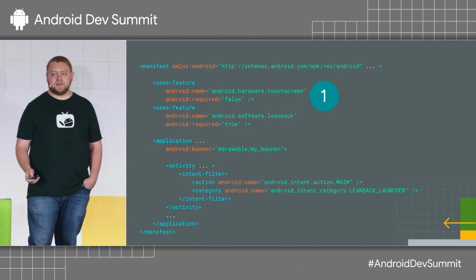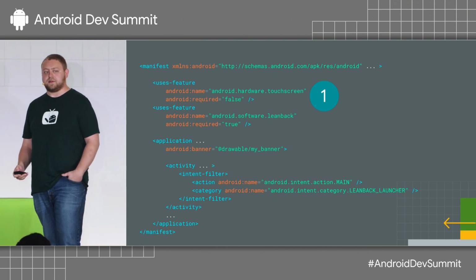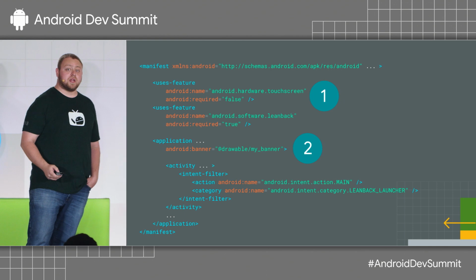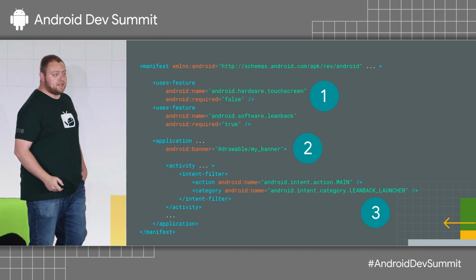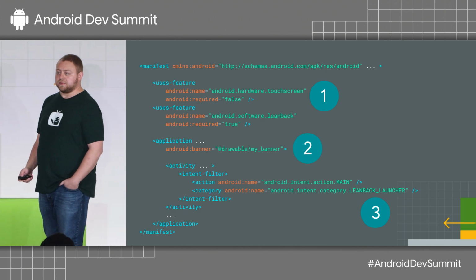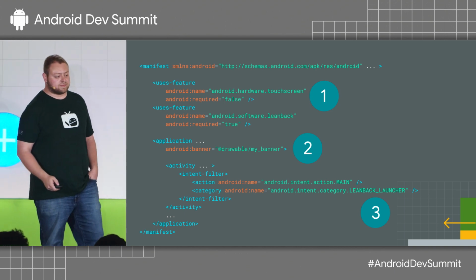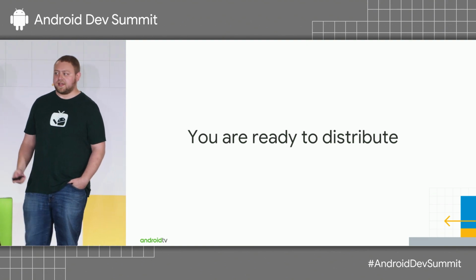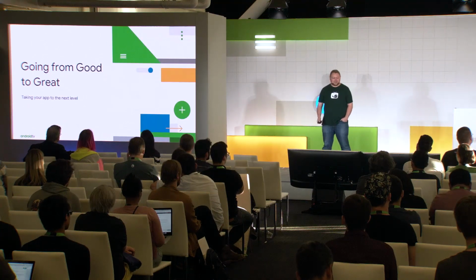1, declare the 2 features so that your app will be found on the Play Store. 2, have a banner so your app shows up on the launcher. And 3, have a leanback intent so that your app launches when the user wants to enter your app. And that's it. You're ready to go in the Play Store. This talk is done. All right.